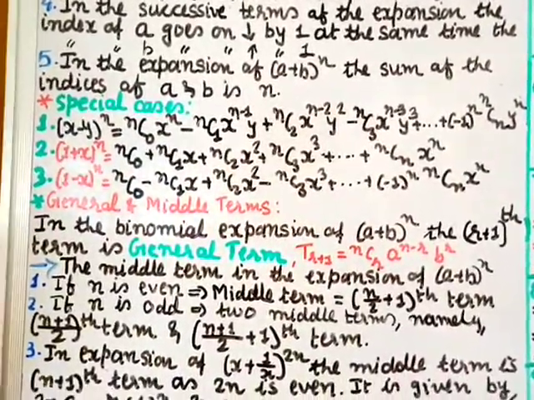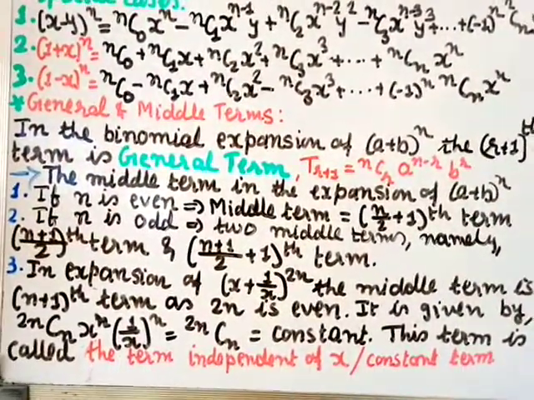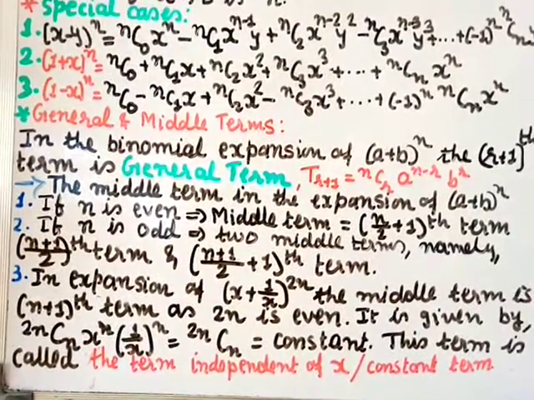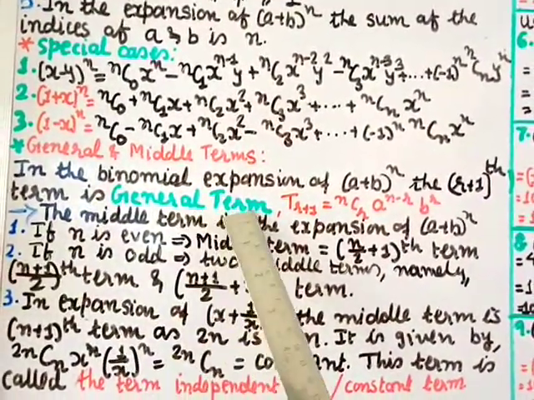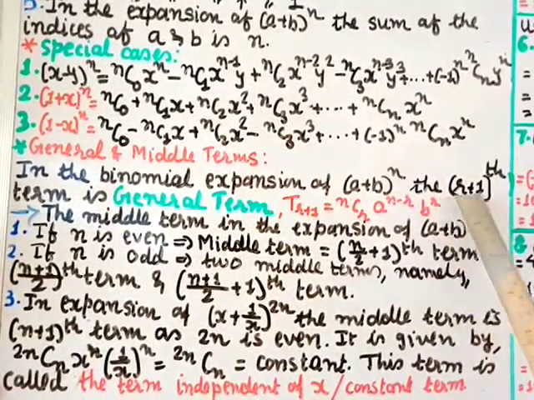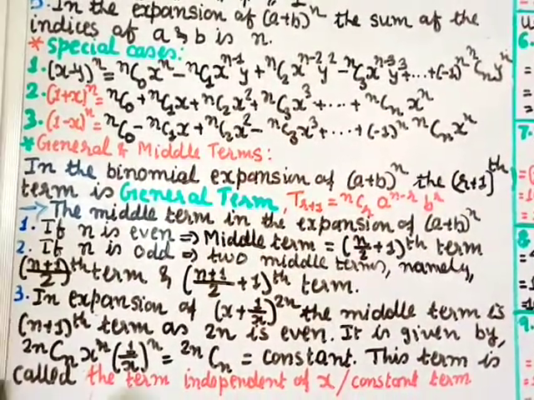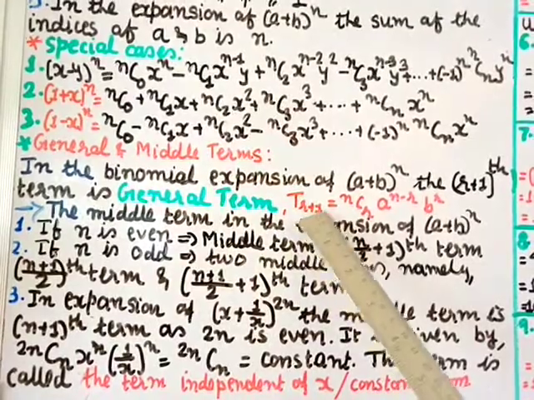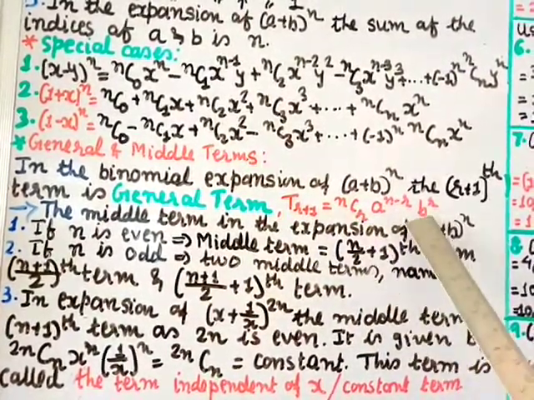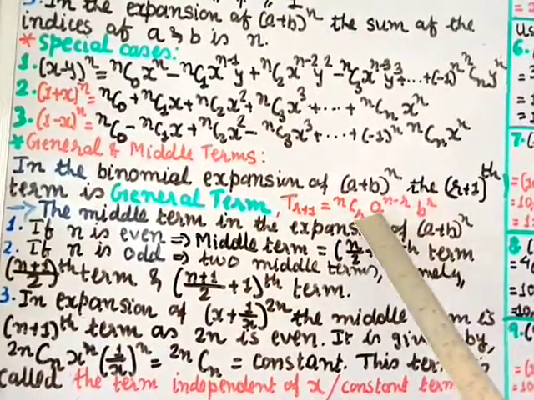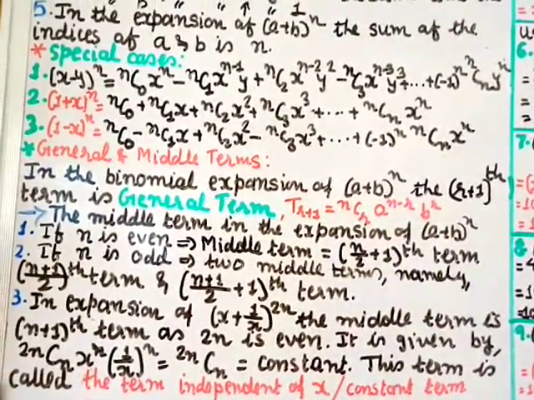Next we have general and middle terms. In the binomial expansion of (a + b)^n, the (r + 1)th term is the general term. Okay, so in this expansion, the (r + 1)th term we call a general term. It is given by T(r+1) = nCr a^(n−r) b^r. Okay, the power of b will be r and the power of a will be n − r. So that is the general term.